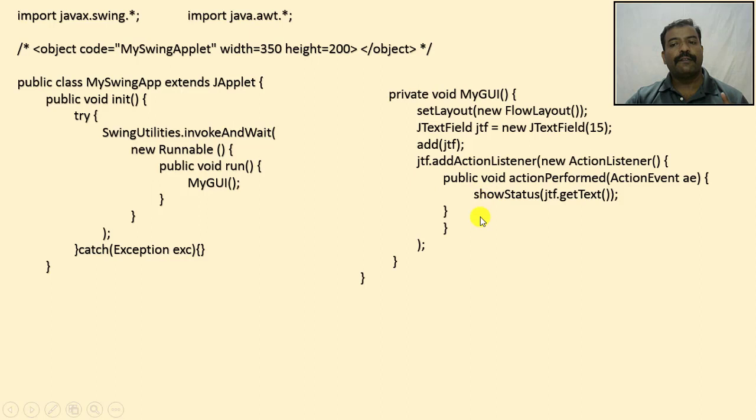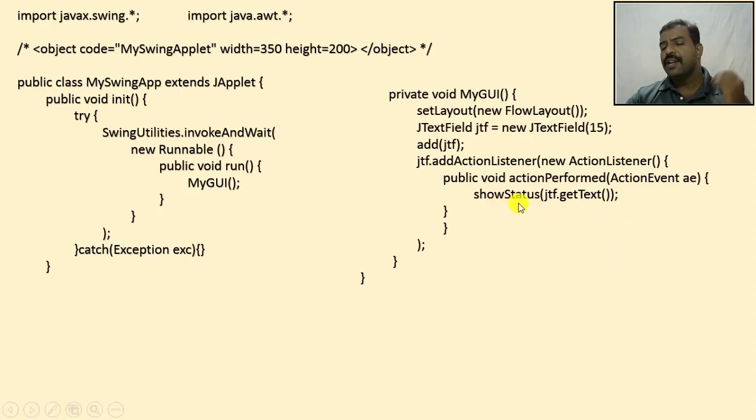Then my next job is I need to handle the event. So remember this, I need to handle the event. To handle the event, I'm just going to use the text field component I have just added, and add an action listener for this, by creating the object of the action listener. When I call this action listener, it is by default going to call actionPerformed, that is, what action has been performed.